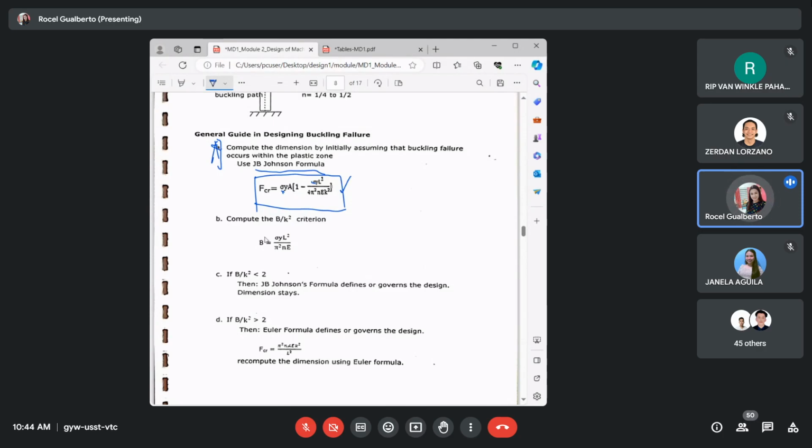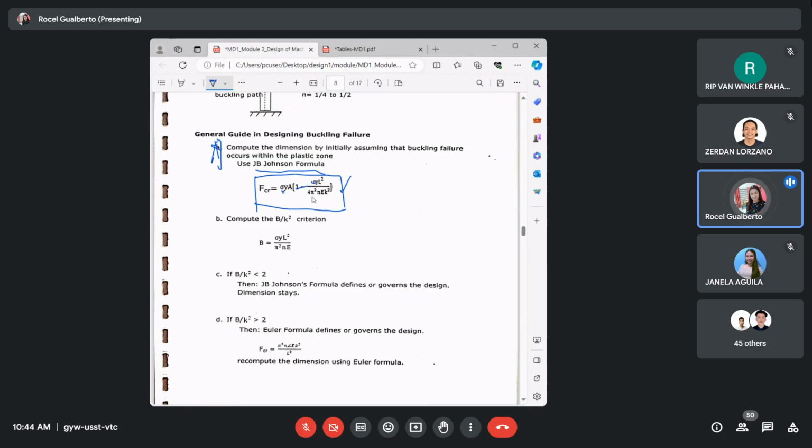Now, where do you obtain each of these values? Una, sigma y nga po is from a table. Yung A po natin, it should be an equation po. Halimbawa po, kung siya po ay circular, then that would be pi d squared divided by 4. So, yun po yung sa area. Yung pong dimension natin, doon po masosolve, kasi kasama po natin yung A, or the area. Same with this, sigma y L squared over 4 pi squared N E K squared.